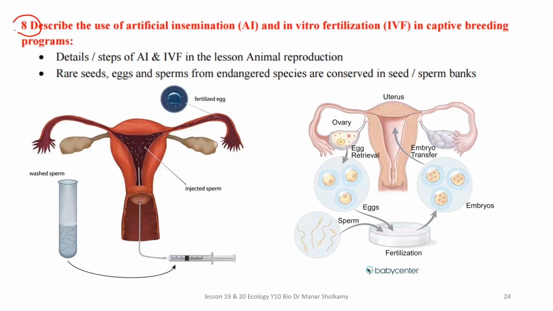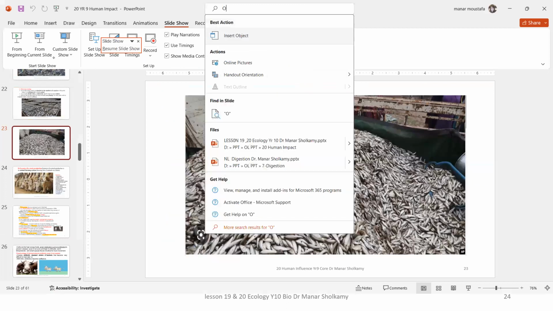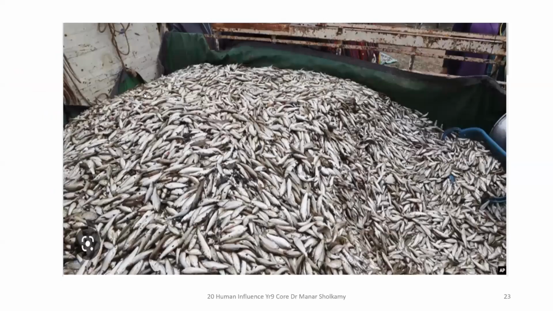Eight, another objective. Describe the use of AI and in vitro fertilization in captive breeding programs. Now, this is important. Did I discuss this with you or with the other class? Okay, these are not canceled. AI and in vitro fertilization is not canceled.